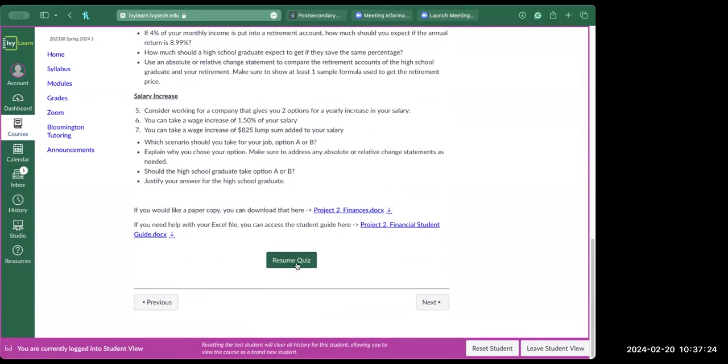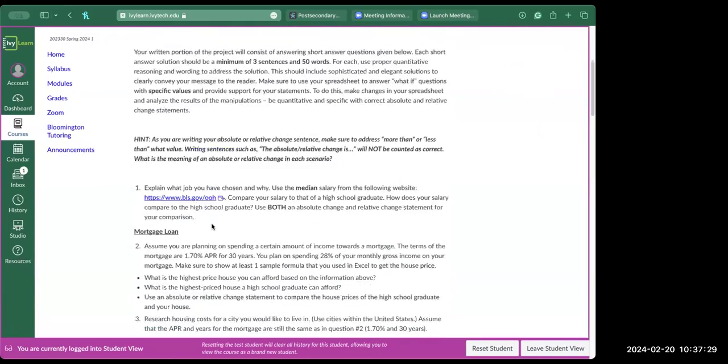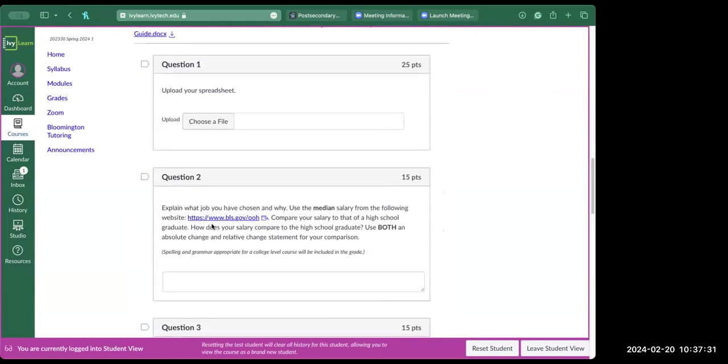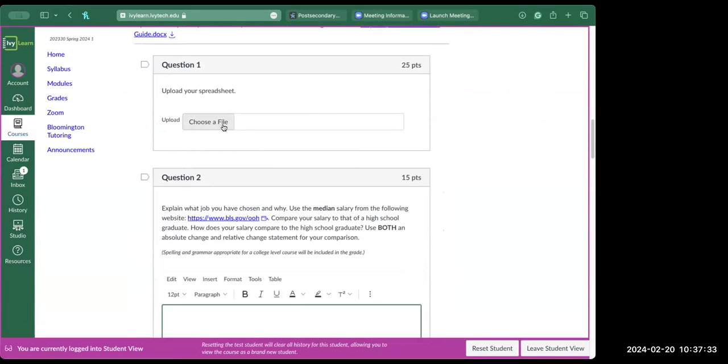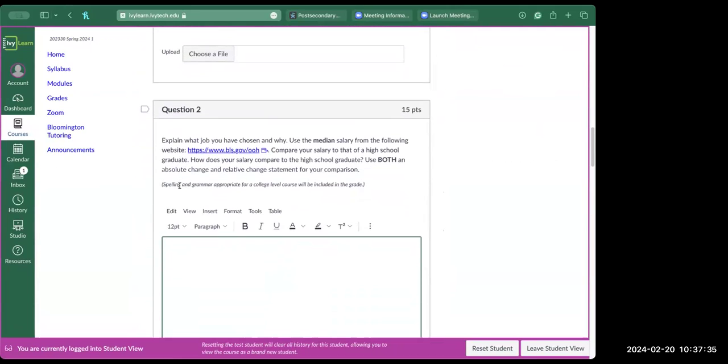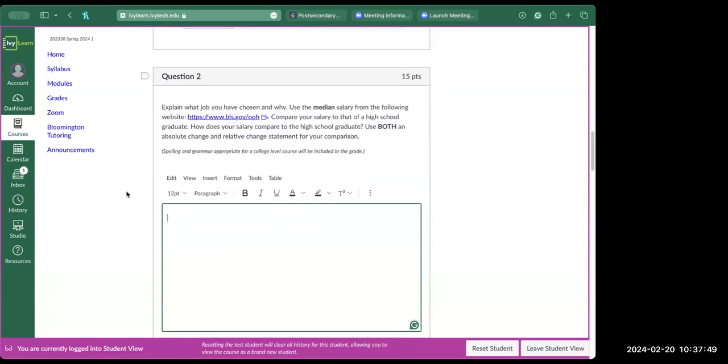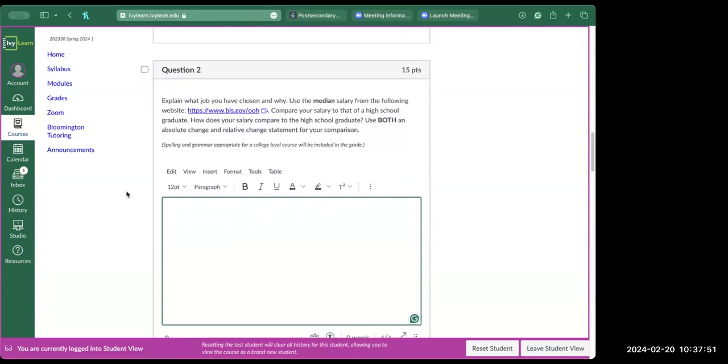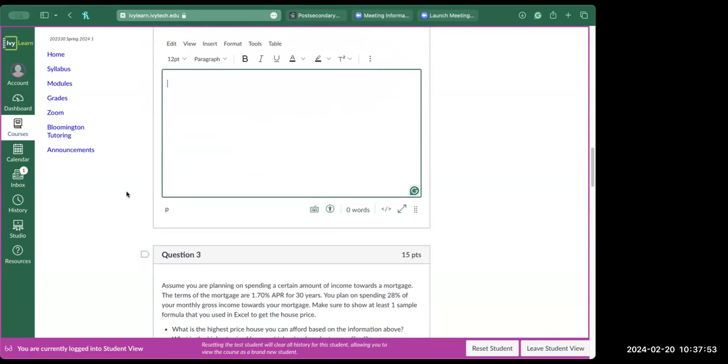Maybe I should resume the quiz here so you can see what it'll look like when you input your answers. The first question is upload your spreadsheet. That's what we're making. Next, explain what job you've chosen and why. Assume using the median income. You're going to state that. You find it here. Compare the salary of both a high school graduate and yourself for this job. How does it compare? Use both absolute and relative change statements.